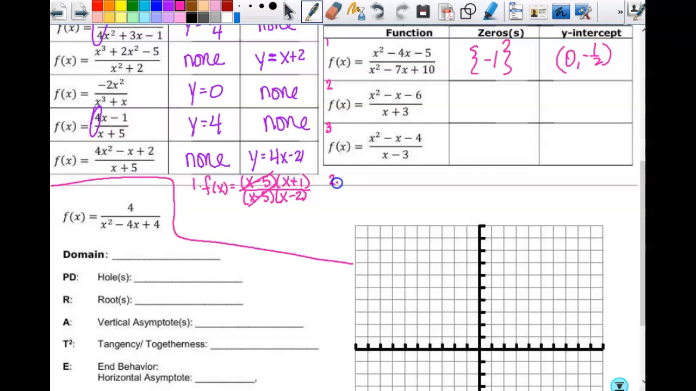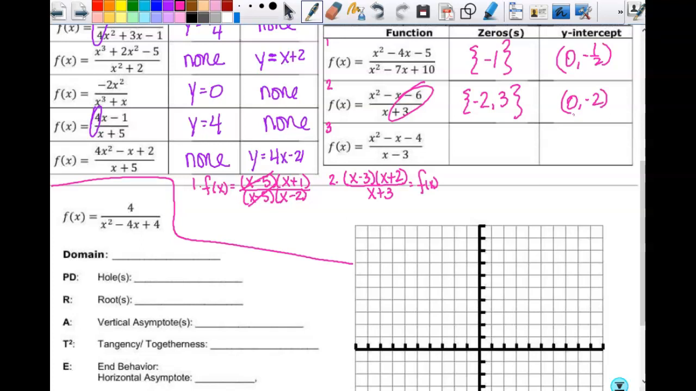So then let's take 2, and I will factor that one. It's going to give me x minus 3 times x plus 2 over x plus 3. That equals f of x. So I cannot cancel anything out there, which means I have 2 zeros from the numerator. It's going to give me a -2 and a 3. The y-intercept I can easily get from this form, and it's going to be 0, -2.